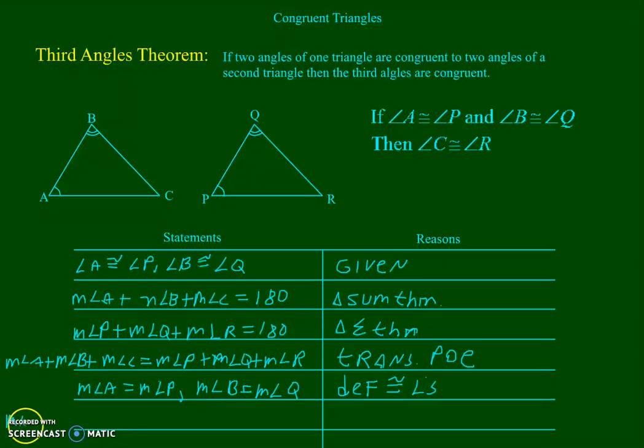So the measure of angle P plus the measure of angle Q plus the measure of angle C equals the measure of angle P from here plus the measure of angle Q plus the measure of angle R. And this is the substitution property of equality. So let's give ourselves a little bit of space down here.